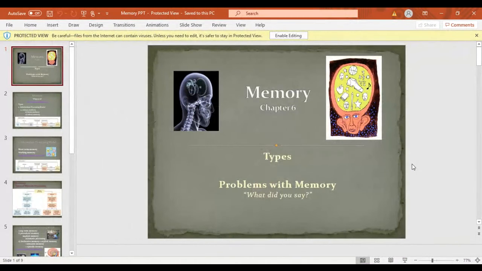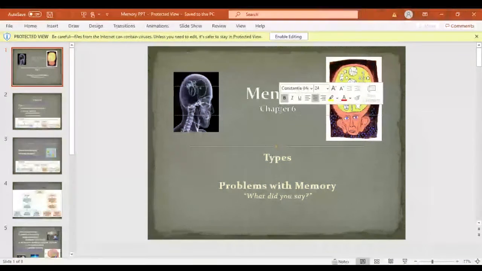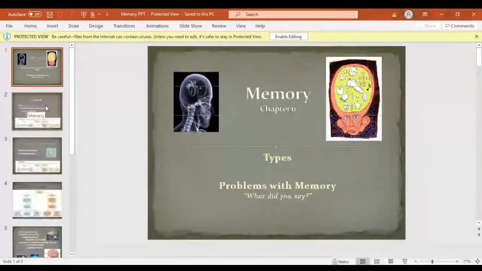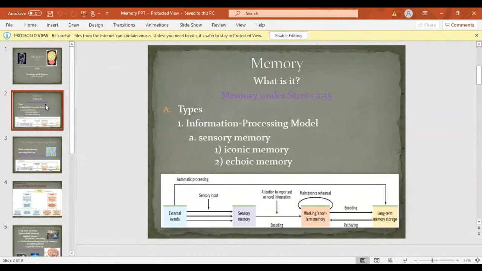So here we have the chapter on memory. Ignore the chapter 6. This is just when I used a book version, which I do not use anymore just because it's easier with online learning to have something online. Okay, so there are different types of models to define what memory is and how we remember things.